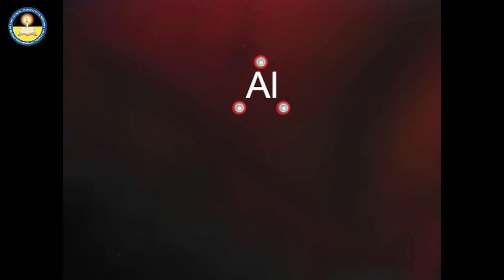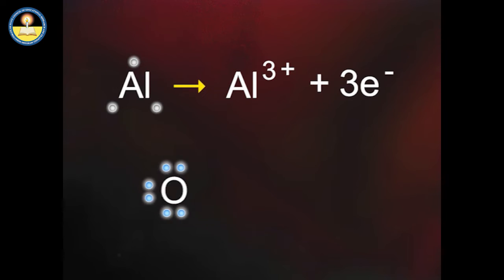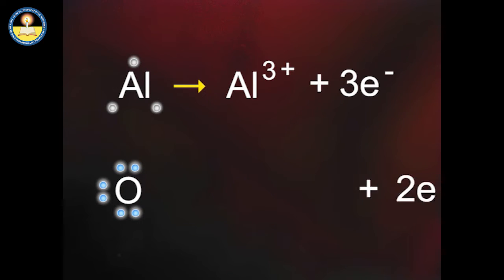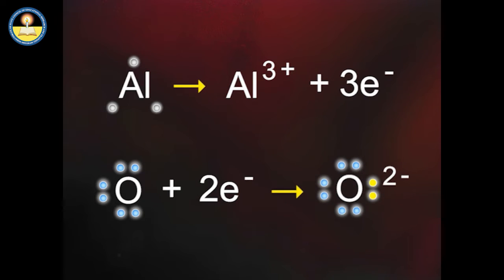Aluminium has 3 outermost valence electrons. It can lose all the 3 outermost electrons to achieve the noble gas configuration. Oxygen has 6 electrons in its outermost shell. It requires only 2 electrons to achieve the noble gas configuration.